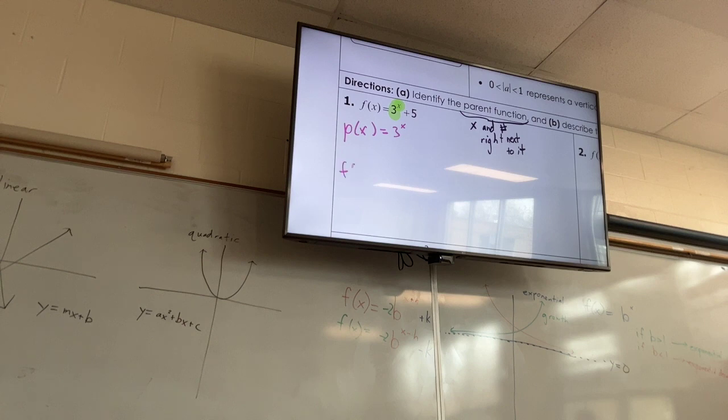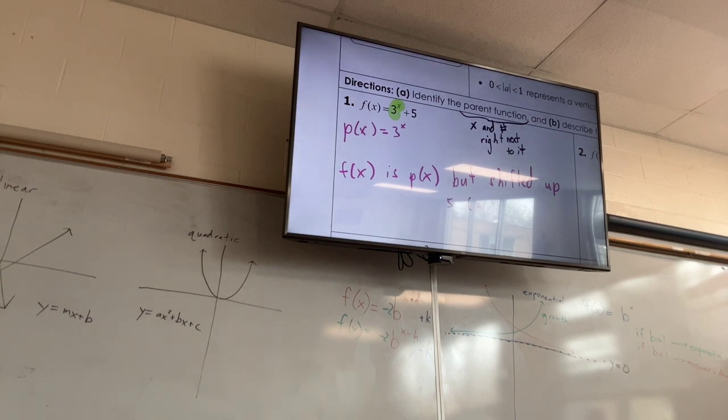Now, f of x is just going to be what? It's the same as p of x, but where does the graph move? What is that plus 5 outside my exponent do? It's going to shift up 5. The asymptote as well. The asymptote gets shifted up 5.